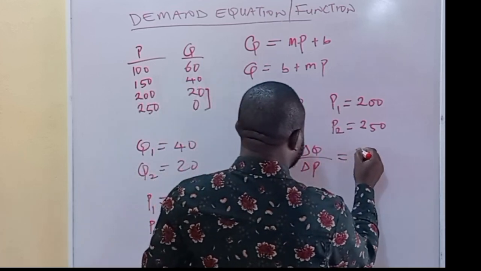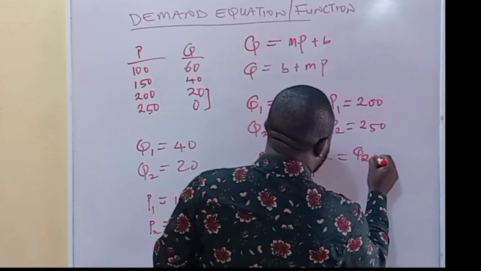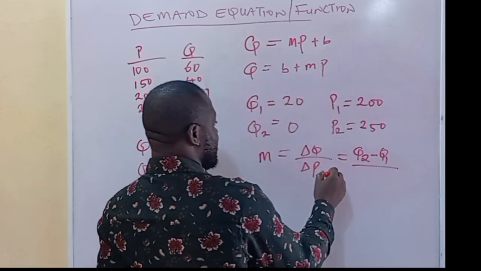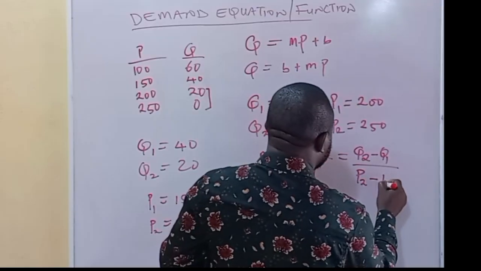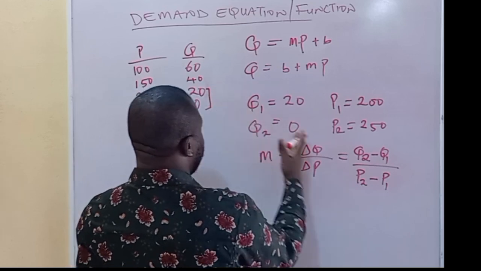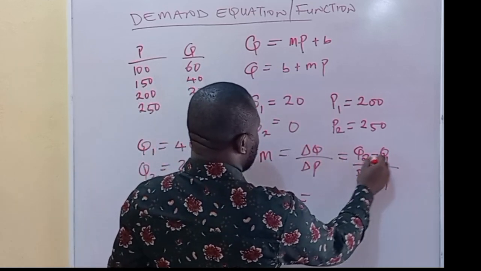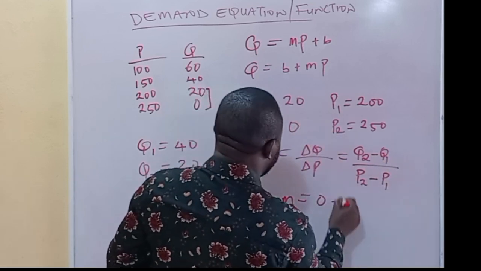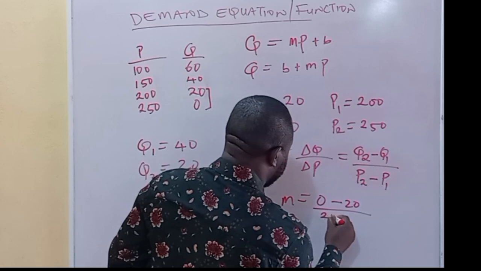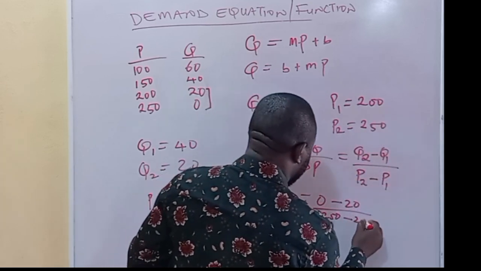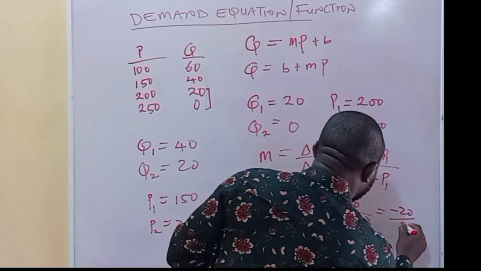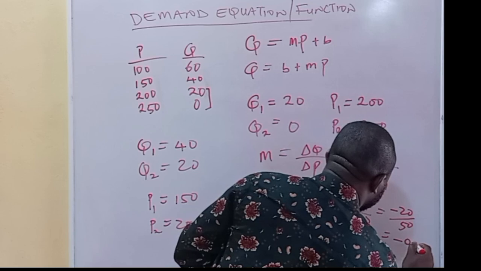Remember that M, which is the slope, is given as change in quantity over change in price. Change in quantity is new quantity minus old quantity, Q2 minus Q1, while change in price is new price minus old price, P2 minus P1. Substituting, M is 0 minus 20, divided by 250 minus 200. So we have minus 20 divided by 50, which equally gives us minus 0.4.